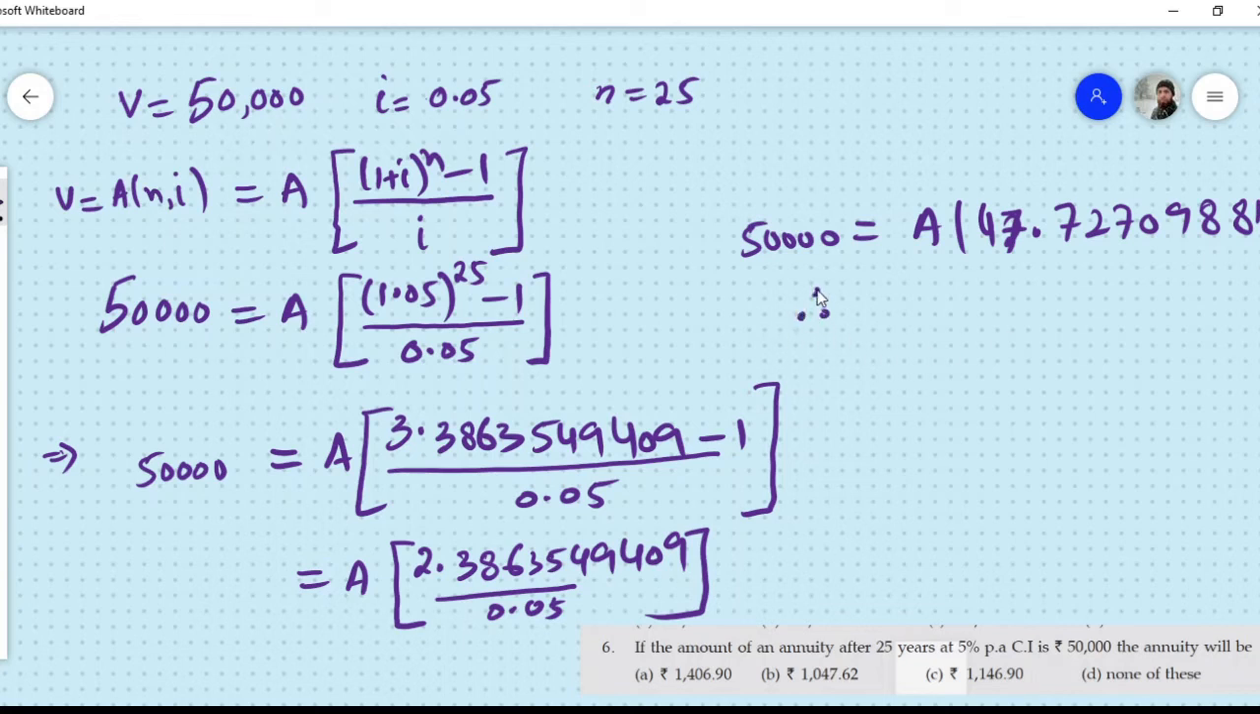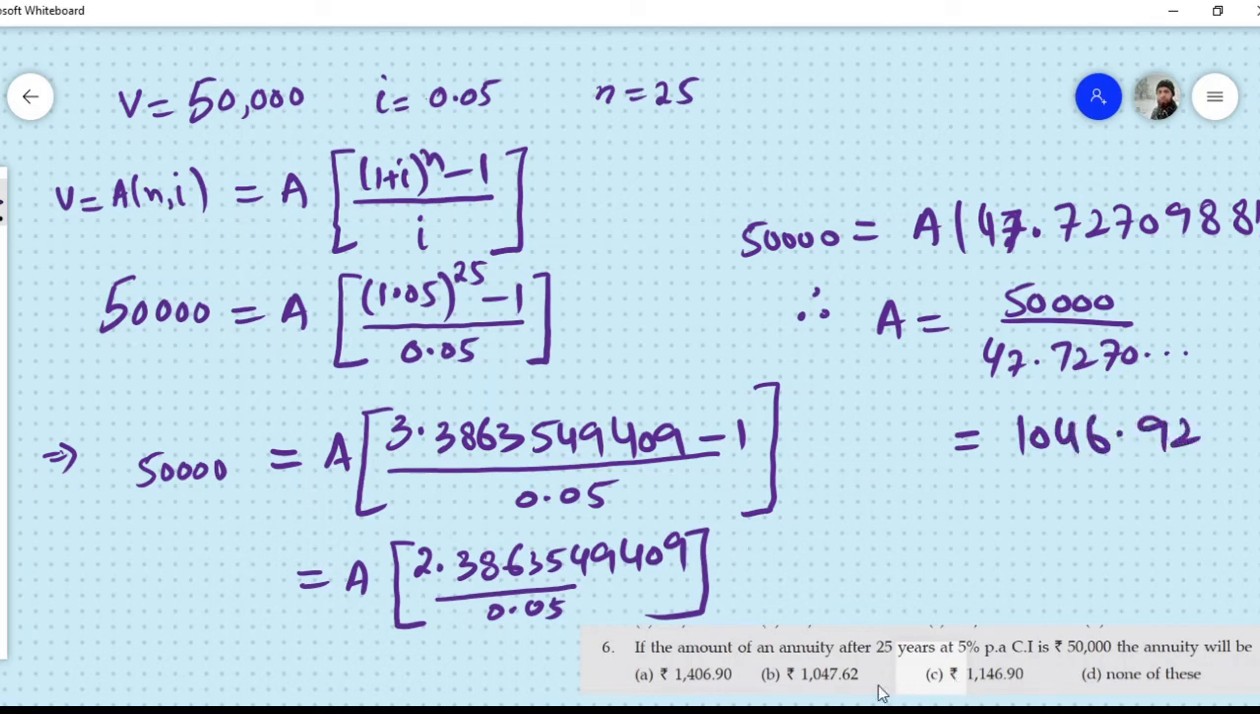Therefore A is equal to 50,000 divided by 47.7270 and so on, whose value is 1046.92. Therefore the correct option is option A.